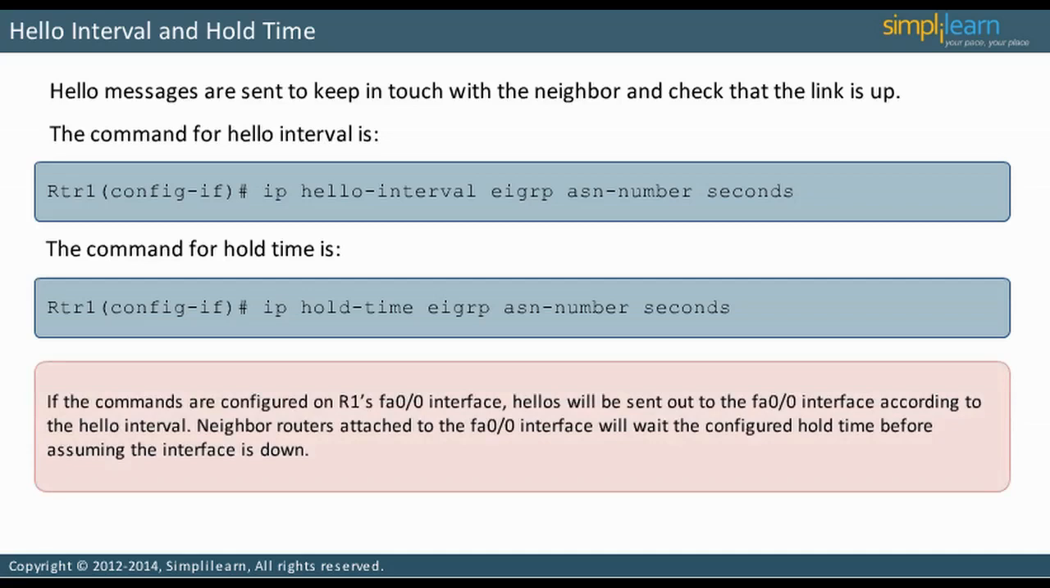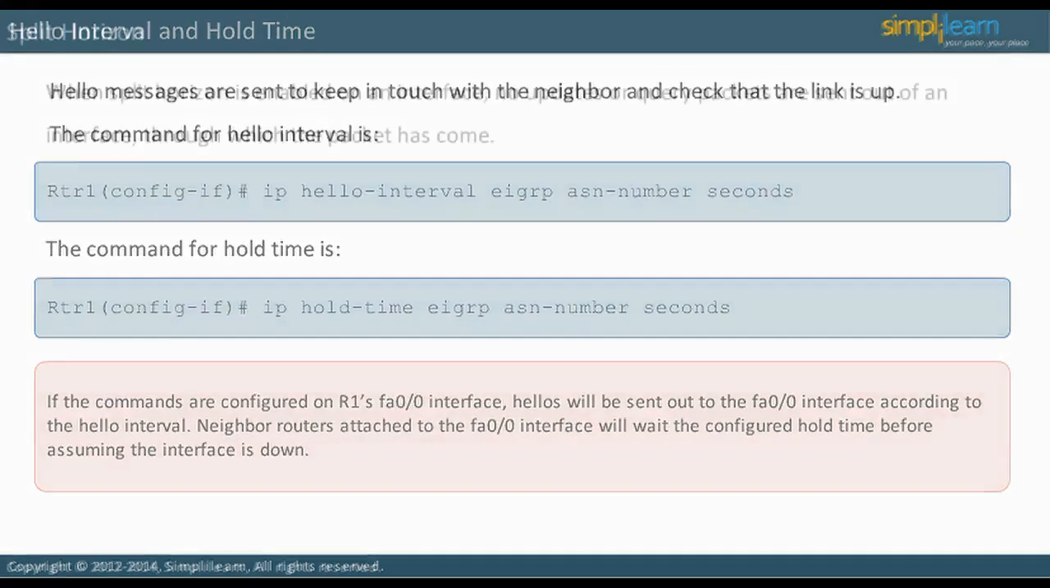For example, if the commands are configured on R1's FA0/0 interface, hellos will be sent out to the FA0/0 interface according to the hello interval. Neighbor routers attached to the FA0/0 interface will wait the configured hold time before assuming the interface is down. For neighbor adjacency, hello interval and hold time do not have to match on both sides of the link as they do in OSPF. Now, let us look at split horizon.